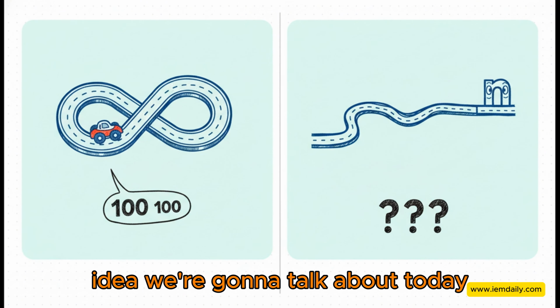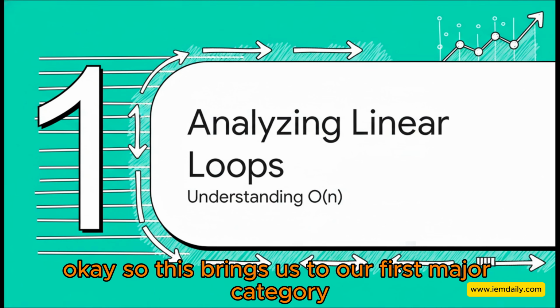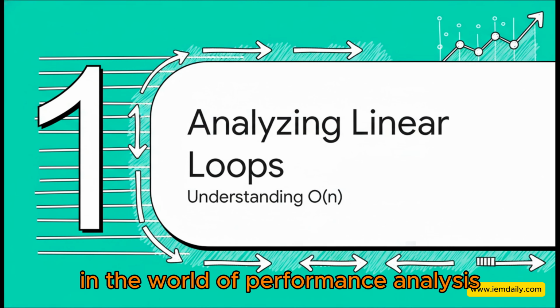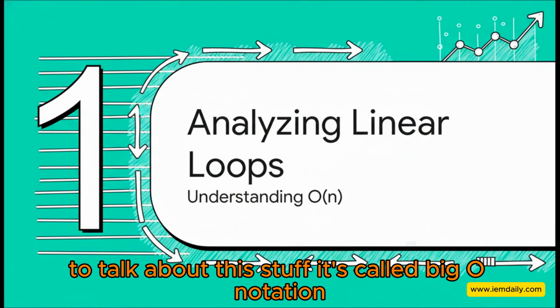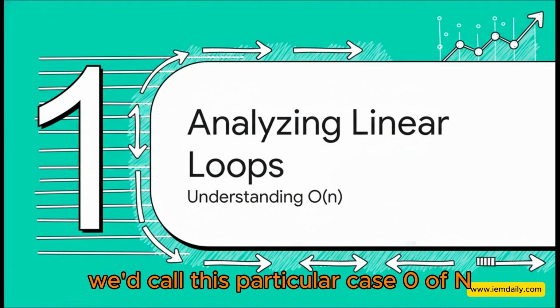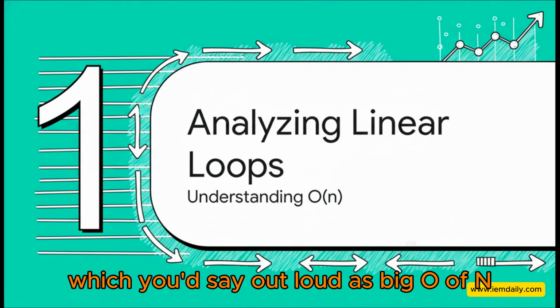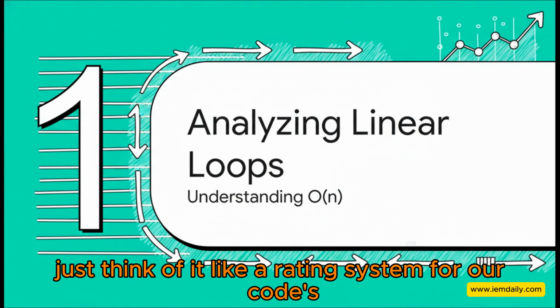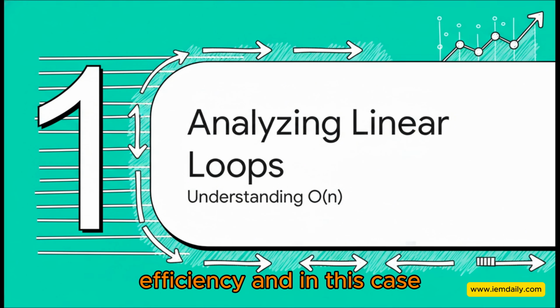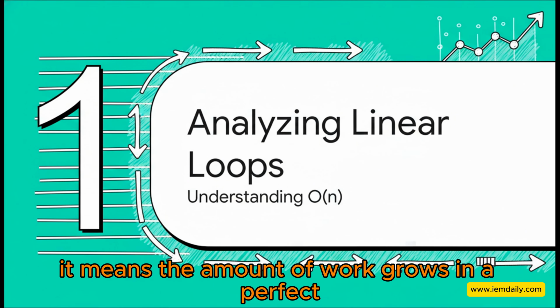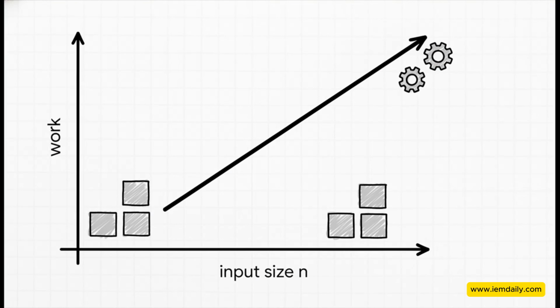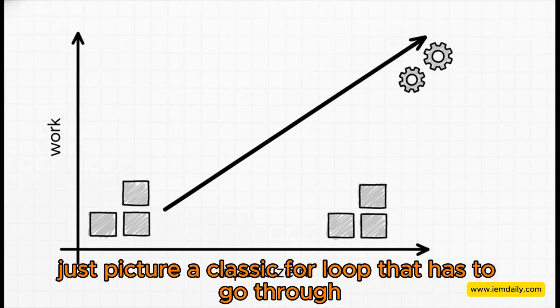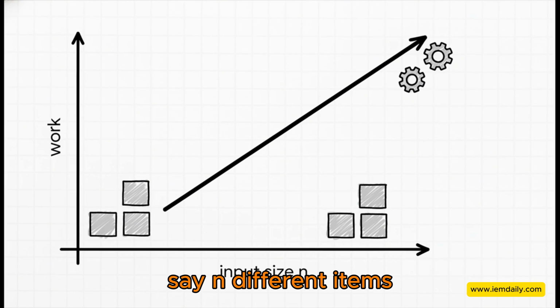Okay, so this brings us to our first major category, linear loops. Now, in the world of performance analysis, we use a special kind of shorthand to talk about this stuff. It's called big O notation. We'd call this particular case O of n, which you'd say out loud as big O of n. Just think of it like a rating system for our code's efficiency. And in this case, it means the amount of work grows in a perfect straight line right alongside the size of our input. So just picture a classic for loop that has to go through, say, n different items.